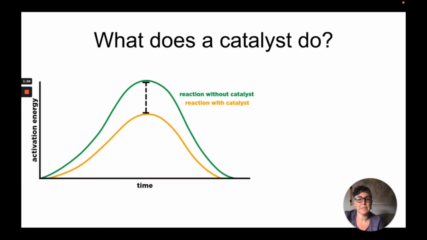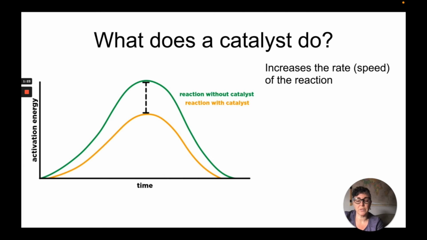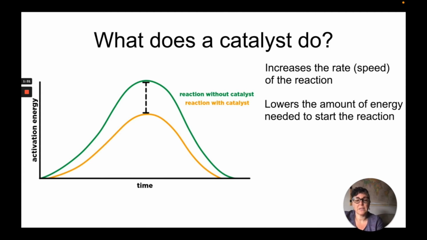So what does a catalyst do? Well, in this graph we see that there are two things that the catalyst is actually doing for the chemical reaction. First of all, the catalyst is going to increase the rate or the speed at which the reaction happens. So our yellow line has finished first, and then the green line finishes a little bit later according to the time of this graph, and we see the yellow line is with the catalyst compared to the green line, which is without the catalyst.